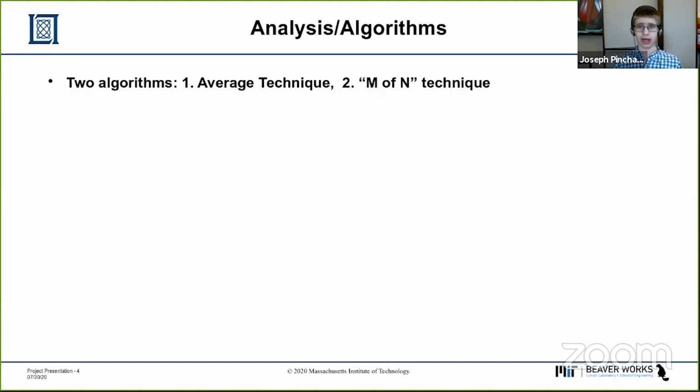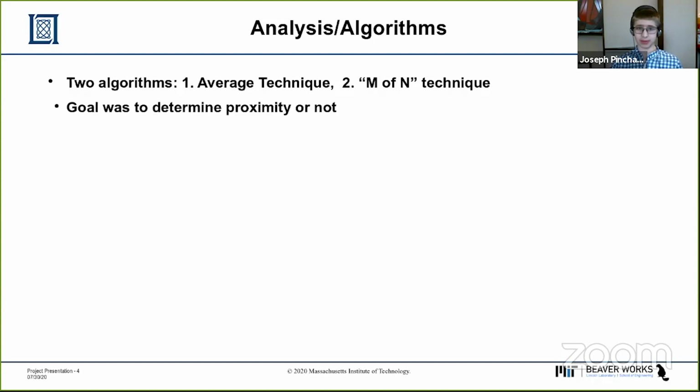The second algorithm, which I called the M of n technique, was when you count the number of values that are above a certain preset threshold, and if the number of those values is great enough compared to the total, then you say that the devices are within proximity. For example, if half of them are greater than -60, then they're within proximity.